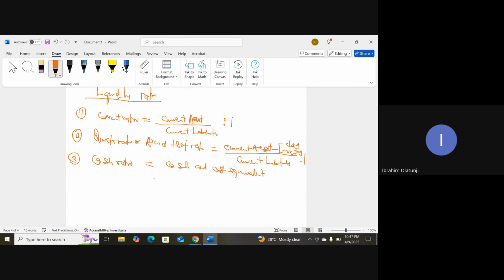Cash and cash equivalent, all over current liabilities. So whatever you get, you benchmark it toward ratio 1.